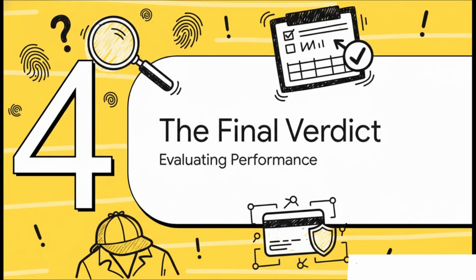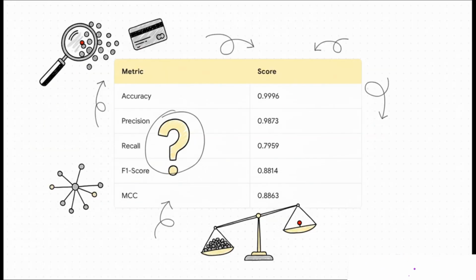Okay, so our detective has been trained, it's found some pretty solid clues. But how did it actually do when we let it loose on the test data it had never seen before? It's time to check the scorecard. Whoa, okay, at first glance, these numbers look incredible, right? I mean, an accuracy of 99.96%? That seems basically perfect. But remember that needle in a haystack problem? If a model just guessed normal every single time, it would still be 99.98% accurate. So accuracy by itself can be really misleading here.